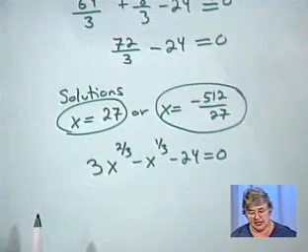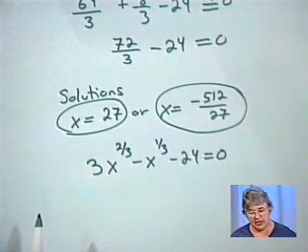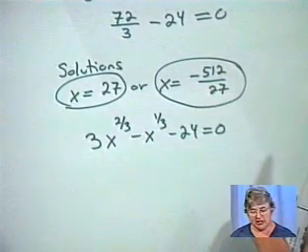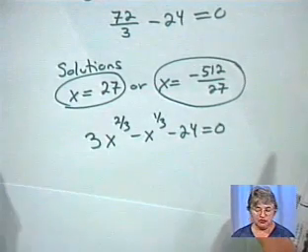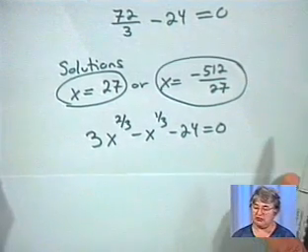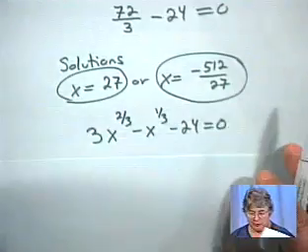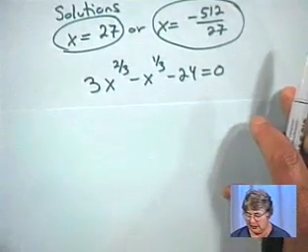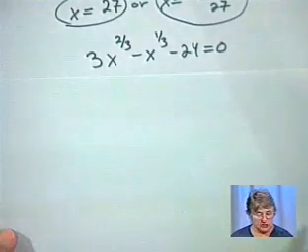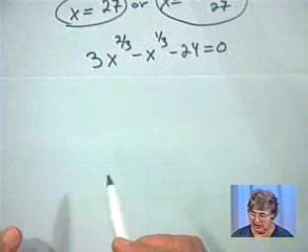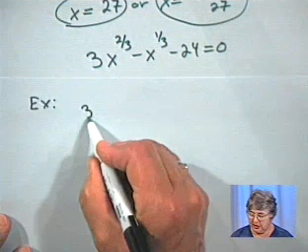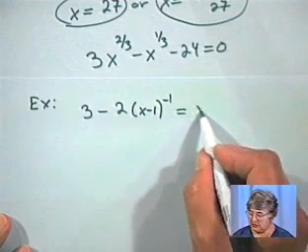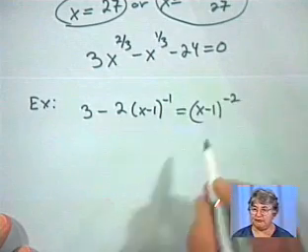All right, so these are equations that are quadratic in form. They don't look like a quadratic equation to begin with, but by doing a substitution, we can transform them into quadratic equations. Let's do one more of these problems because there's a whole slew of equations that can be transformed. 3 minus 2 times x minus 1 to the negative 1 power equals x minus 1 to the negative 2 power.